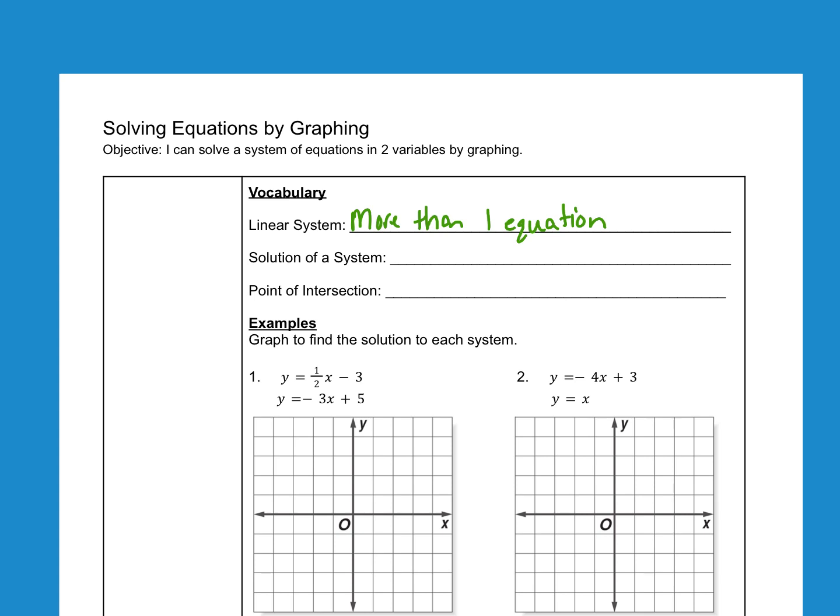We could get to the point, and we might not this year, where we have three equations, and we could potentially have three different variables. The solution of a system is a point, an x, y ordered pair that makes both equations true.